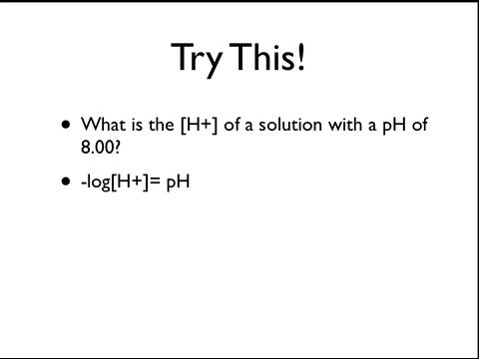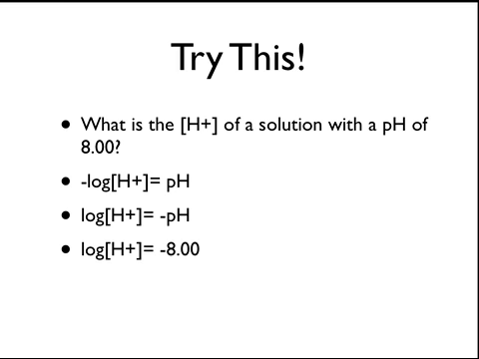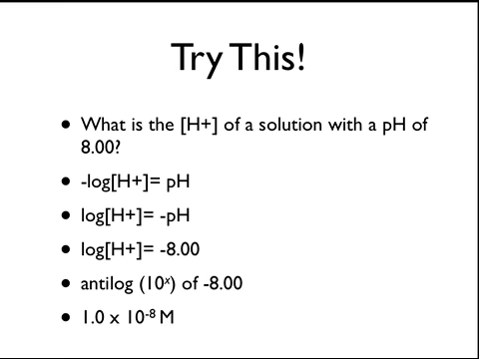Well, we know our equation is that negative log times the concentration of hydrogen ions is equal to the pH. So first we'll just rearrange some things. We'll move the negative sign, and we'll plug in our number for pH. And in order to get rid of the log, we have to do the anti-log, which on your calculator is 10 to the x of the -8. And what we get is 1 × 10^-8 for the concentration.